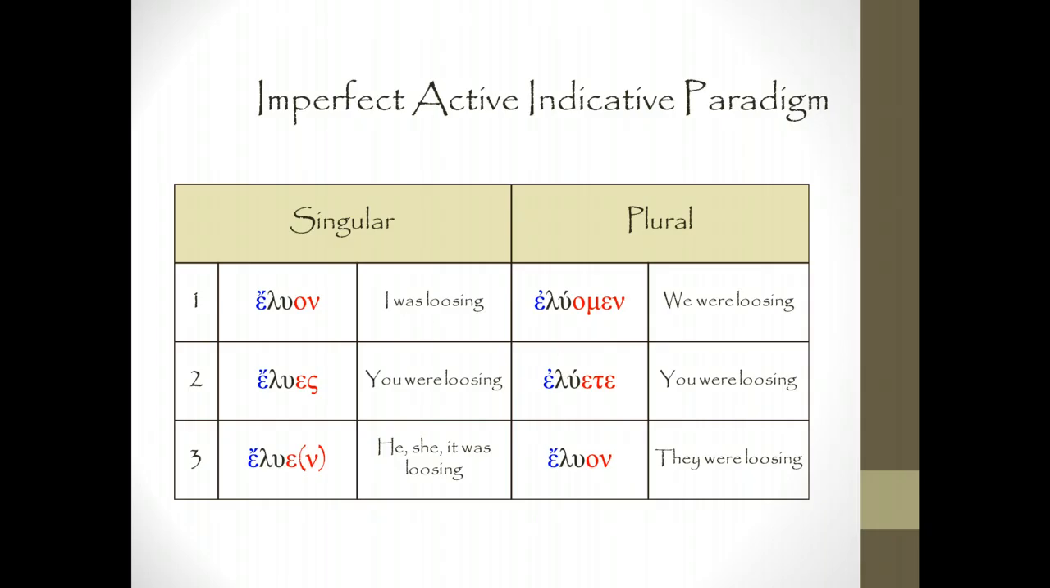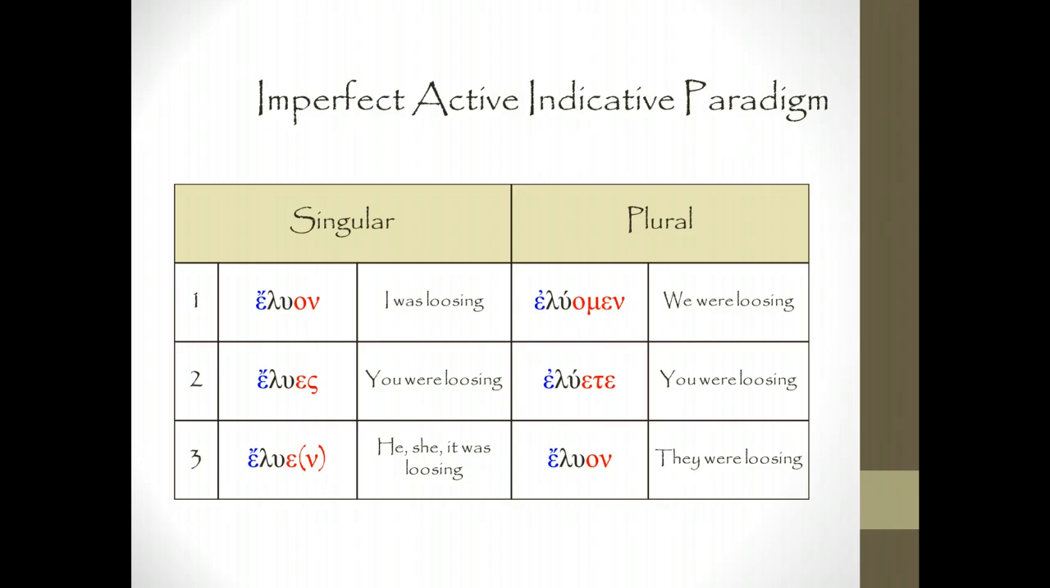Notice also that the first person singular and the third person plural look exactly the same. Eluon, eluon. There is virtually no difference in spelling. In this case, how will you know whether you're dealing with a first person singular or a third person plural?